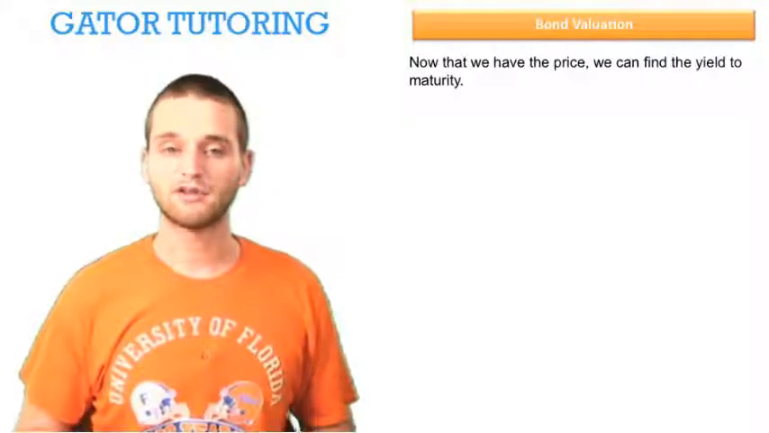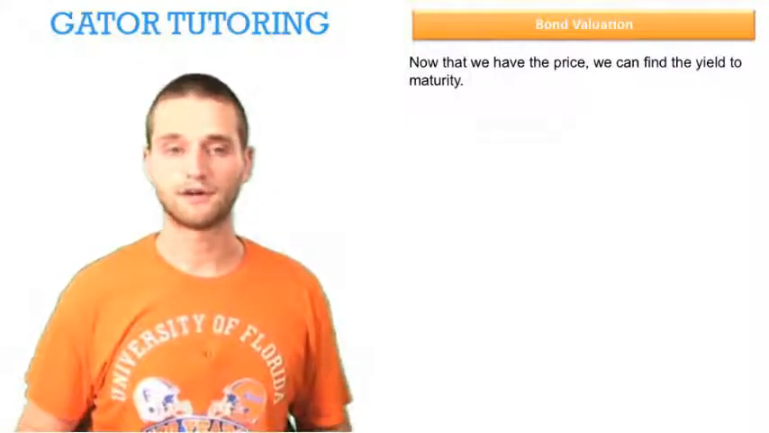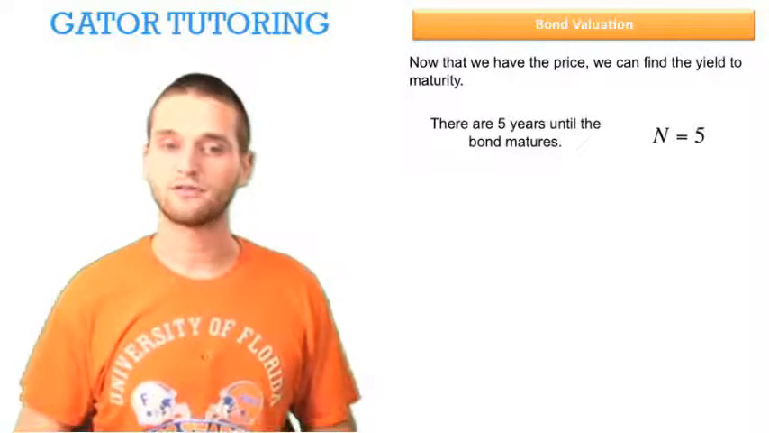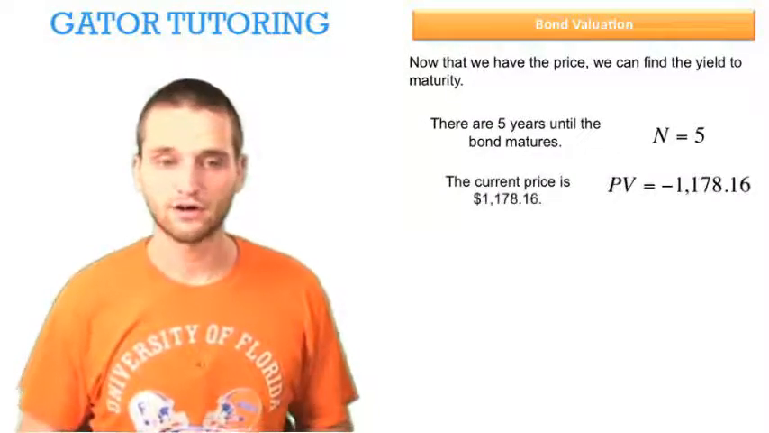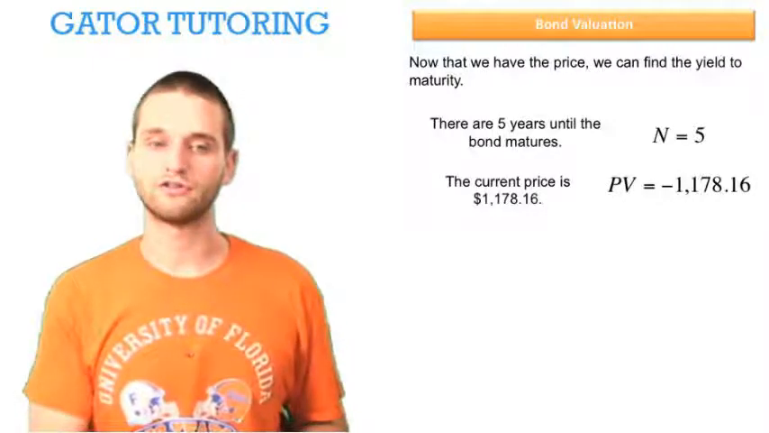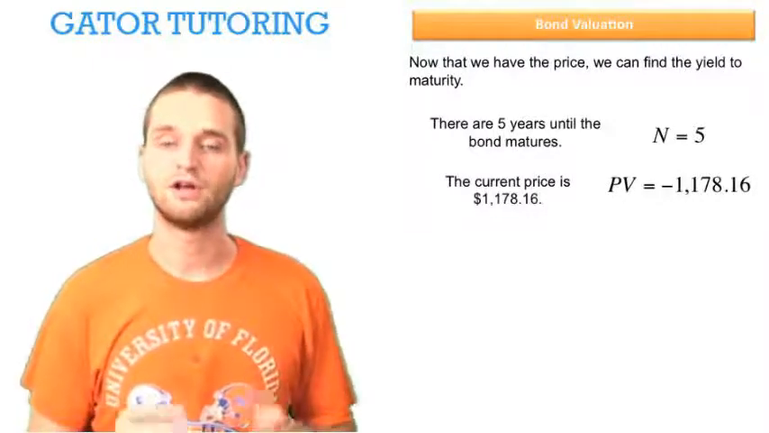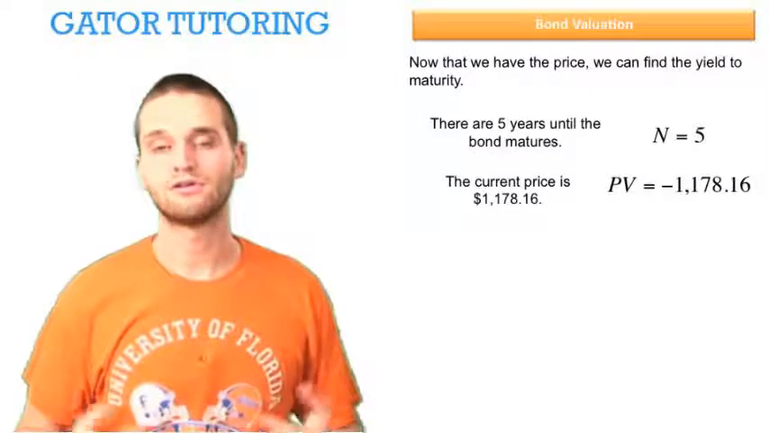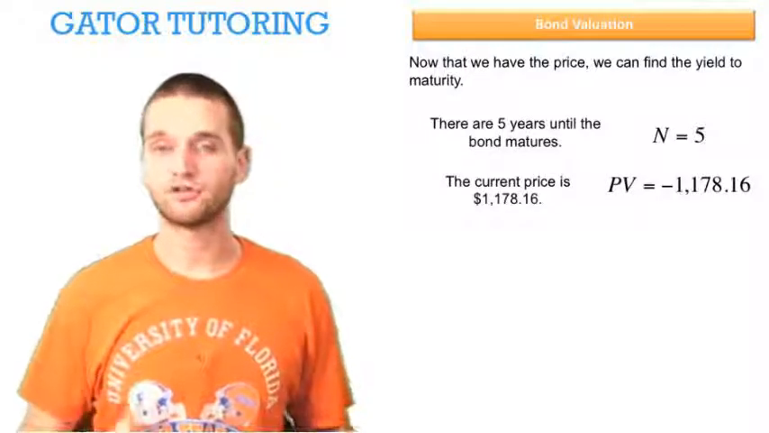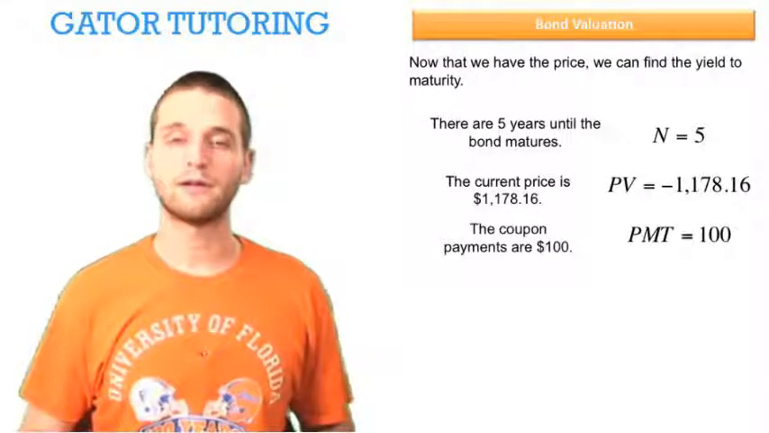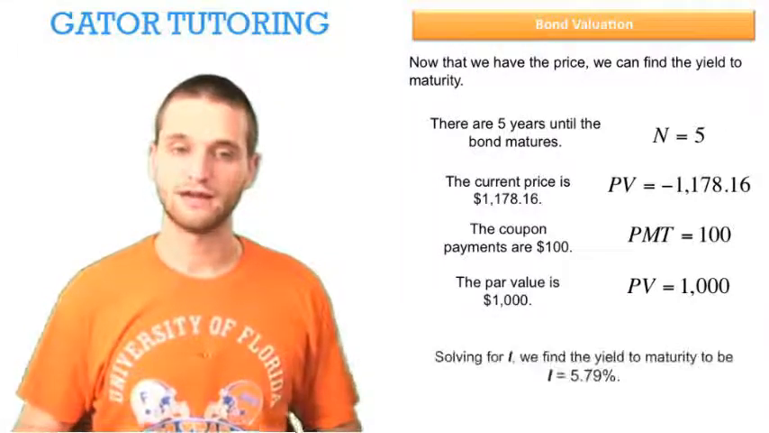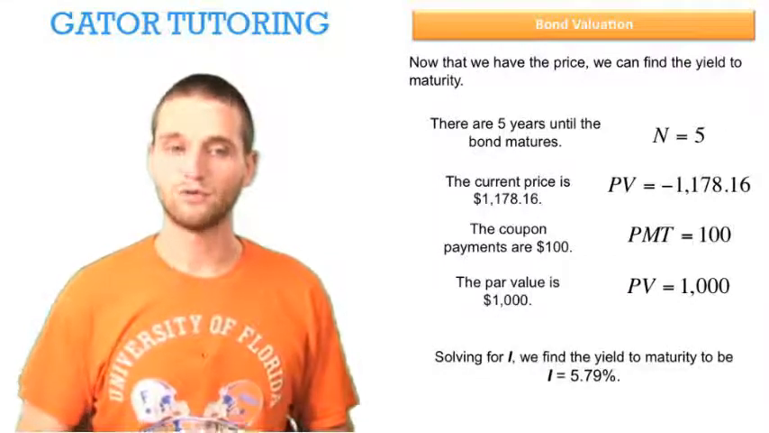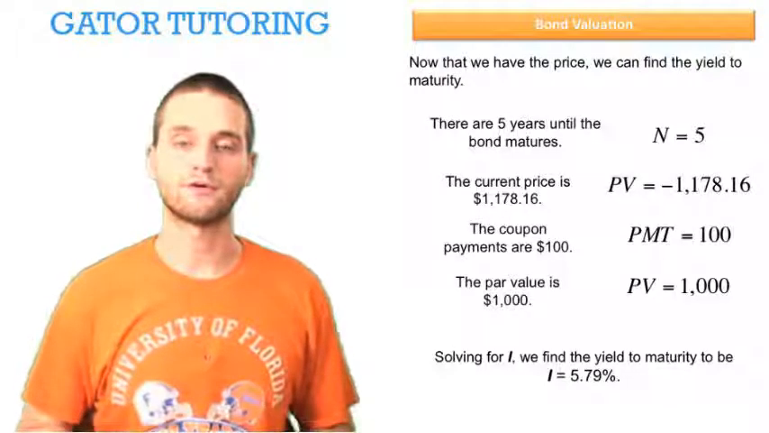Now that we have the price, we can find the yield to maturity. So there are 5 years until the bond matures, so we enter in 5 for N. The current price we just found is $1,178.16. We enter that in as a negative value to represent a cash outflow. We're purchasing this bond. The coupon payments are $100. The par value is $1,000. And now we just solve for I. We find the yield to maturity to be 5.79%.